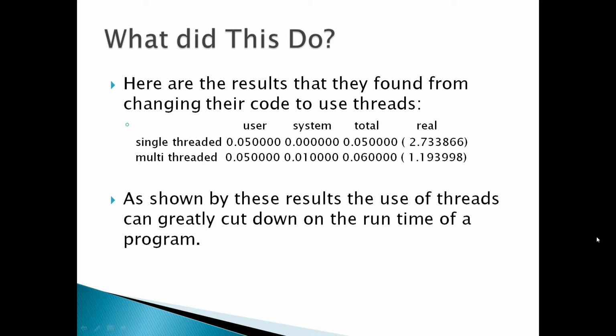Here are the results they found from changing their code to use threads. As predicted, the overall time of the multi-threaded version correlates with the time taken for the slowest of the underlying services to return. This was a quick and simple example of how threads in Ruby can be used to help improve the efficiency of a program. Now I'm going to get more into how a programmer can start writing their own programs using threads.